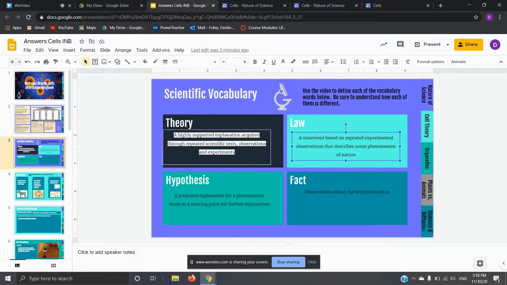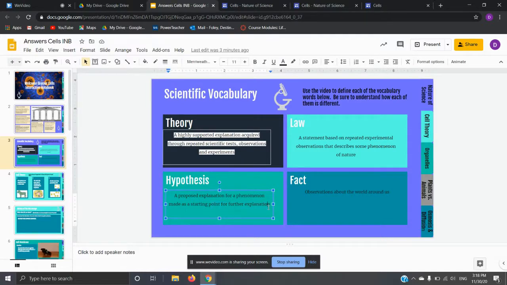A law is a statement based on repeated experimental observations that describes some phenomenon of nature. Okay. A hypothesis is a proposed explanation for a phenomenon made as a starting point to further explanation. So a hypothesis is an explanation for seeing something. And a fact is just observations around the world. I can tell you for a fact that if I drop a pencil or a pen, it's going to fall. That is a fact. We all know that.